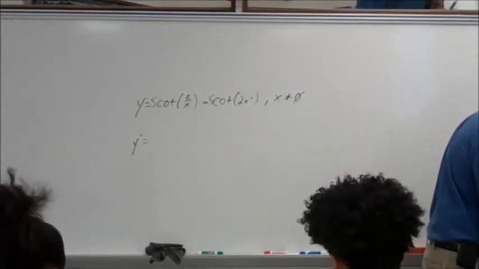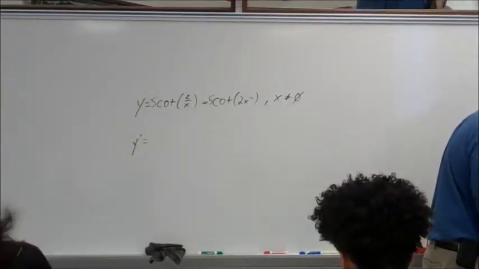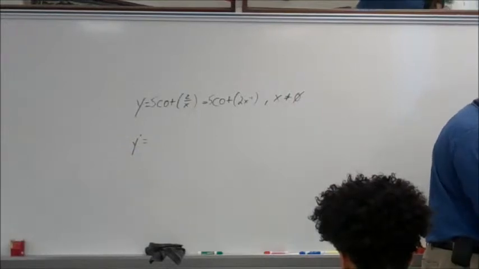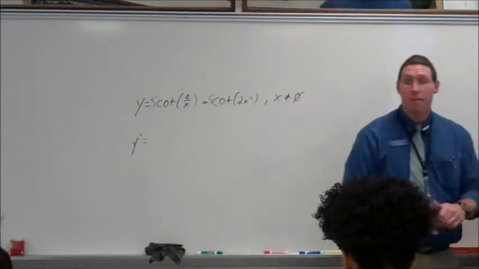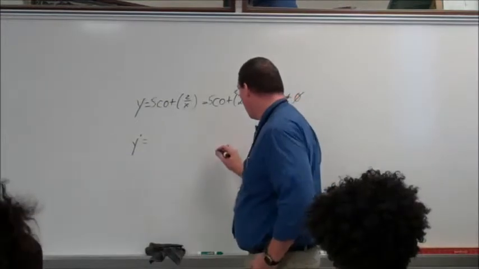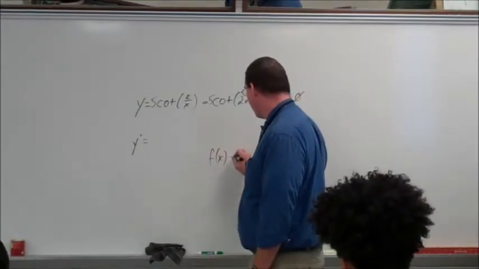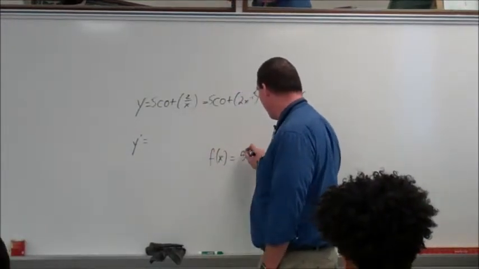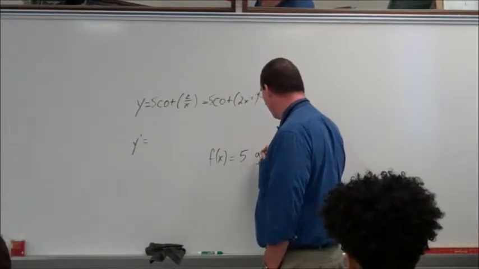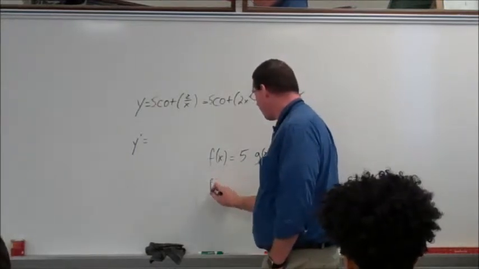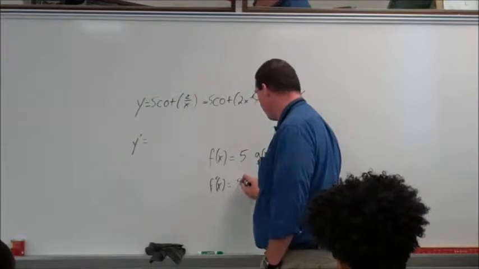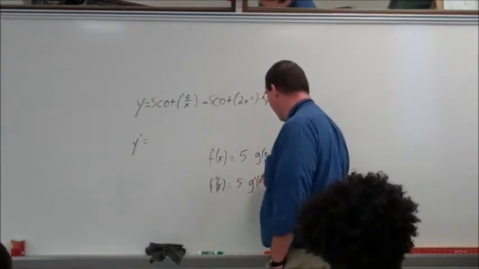We learned it somewhere. Yes, somewhere. I remember doing it. Properties of derivatives. That if f of x equals 5 times g of x, then f prime of x equals 5 times g prime of x.